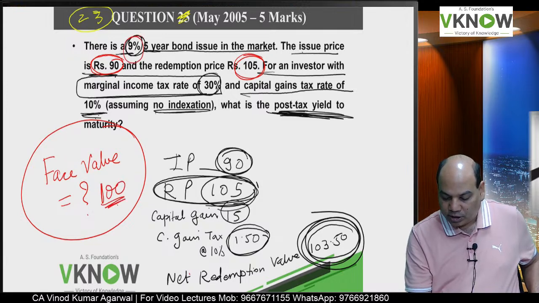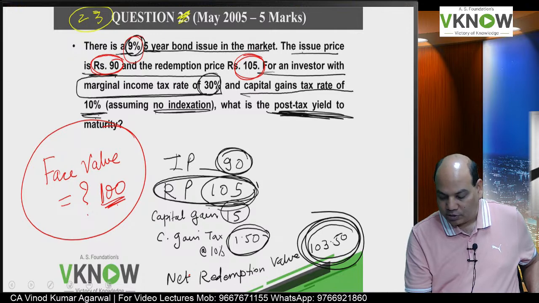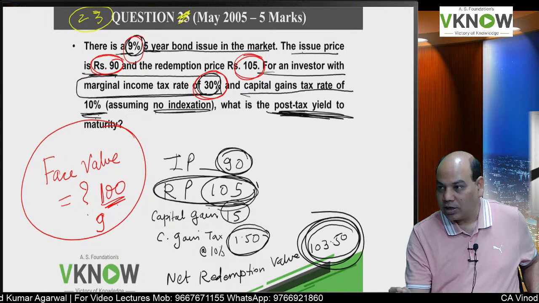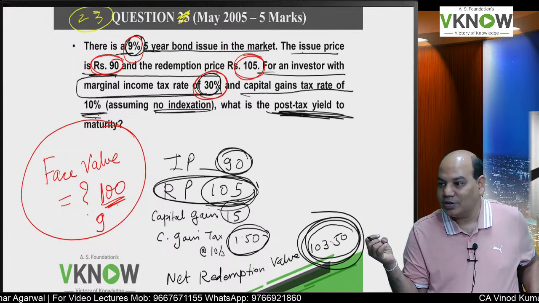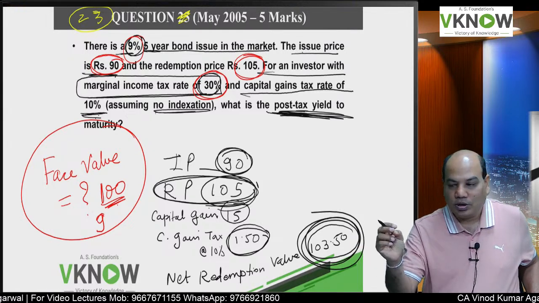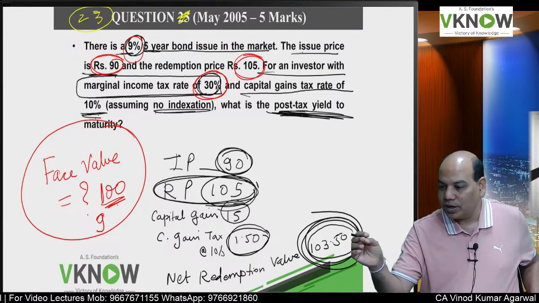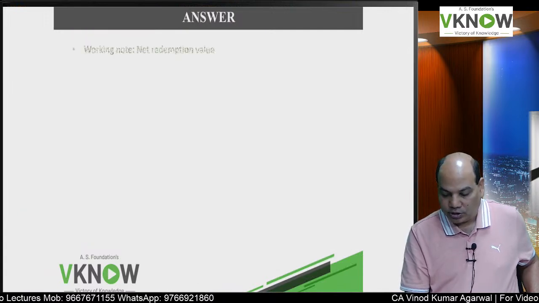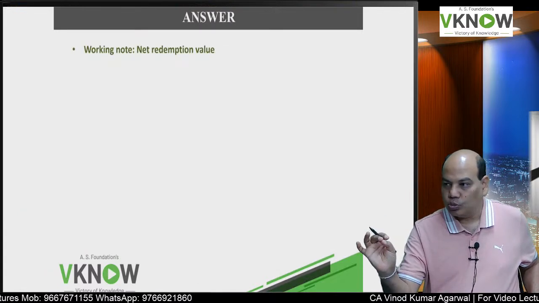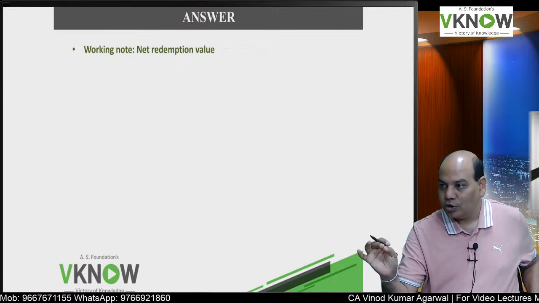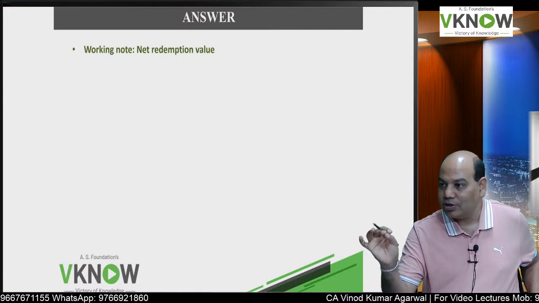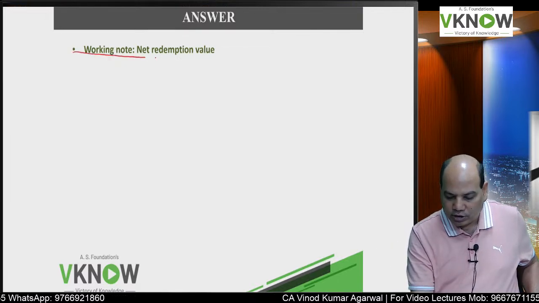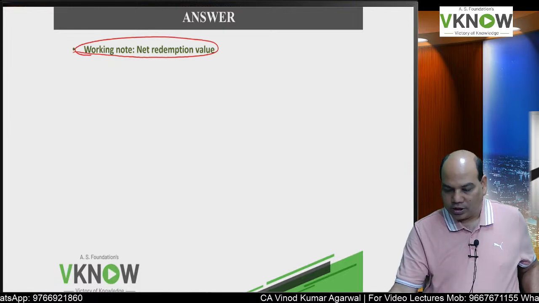So coupon will be 9% of 100. How much will the coupon be? 9 rupees. But the government will come and take 30% of that. So what will your interest net of tax be? 6.30. So while solving the question, you will take interest net of tax. You will take redemption value net of tax. Is it right? So first I'll prepare a small working note on net redemption value.